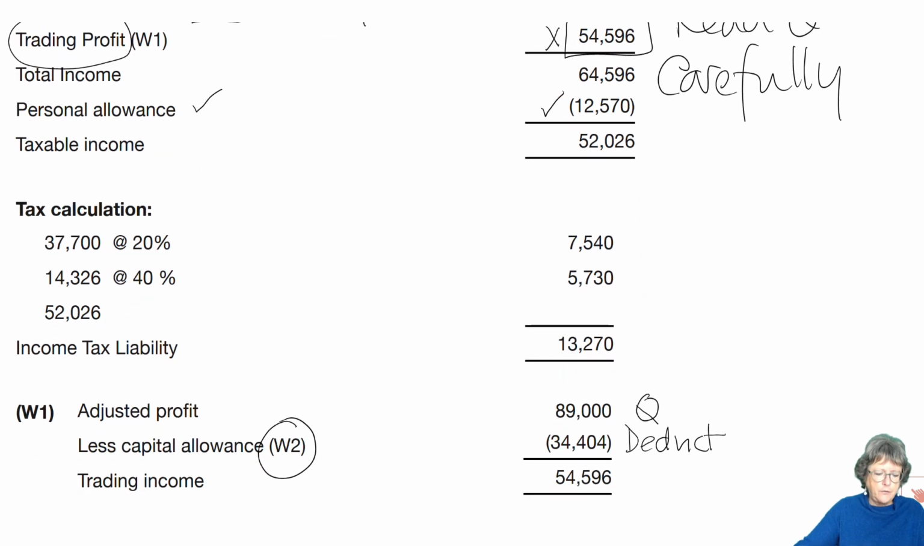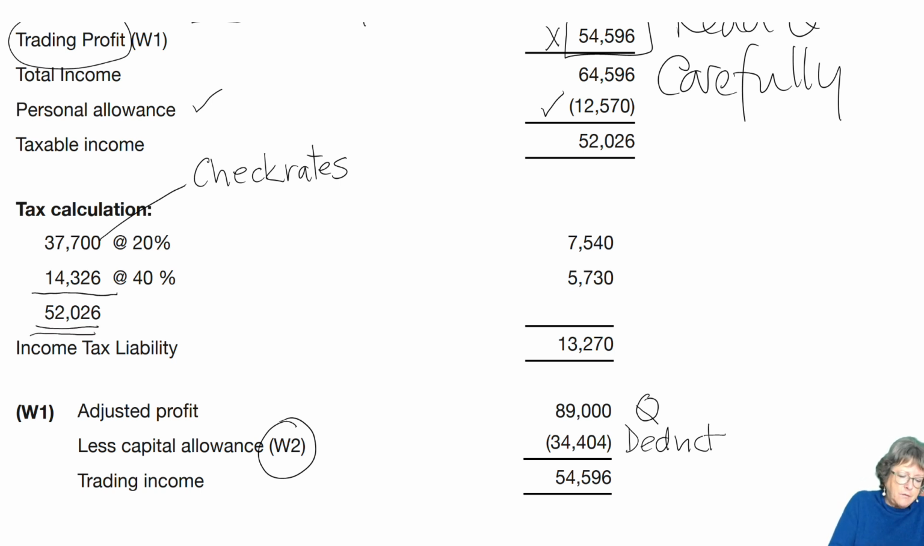So 52,000. Check the rates. The first 37,700 is taxed at 20%. The balance of that income is then taxed at the higher rate. So that's basic rate and that's higher rate. And that is the answer to our question.